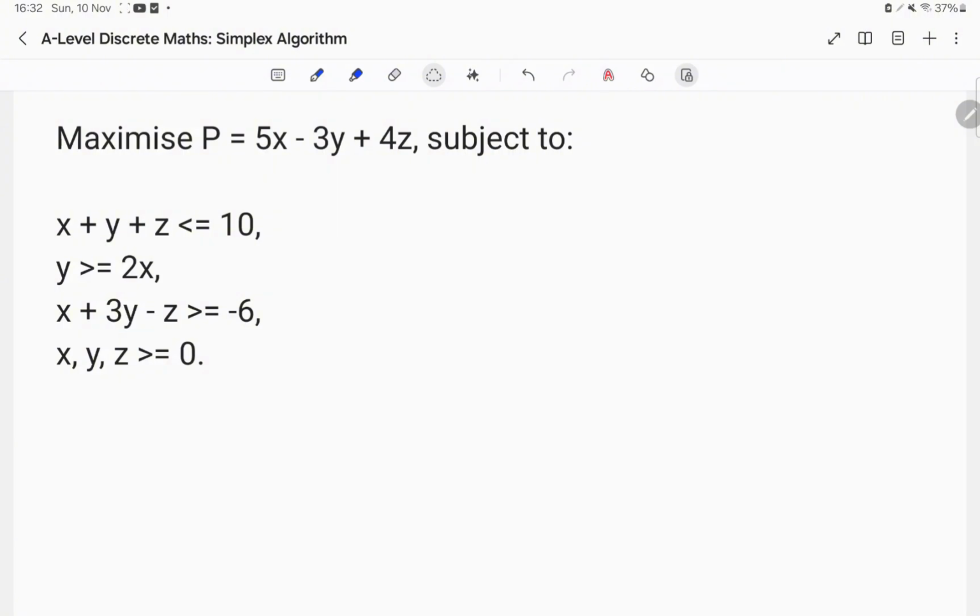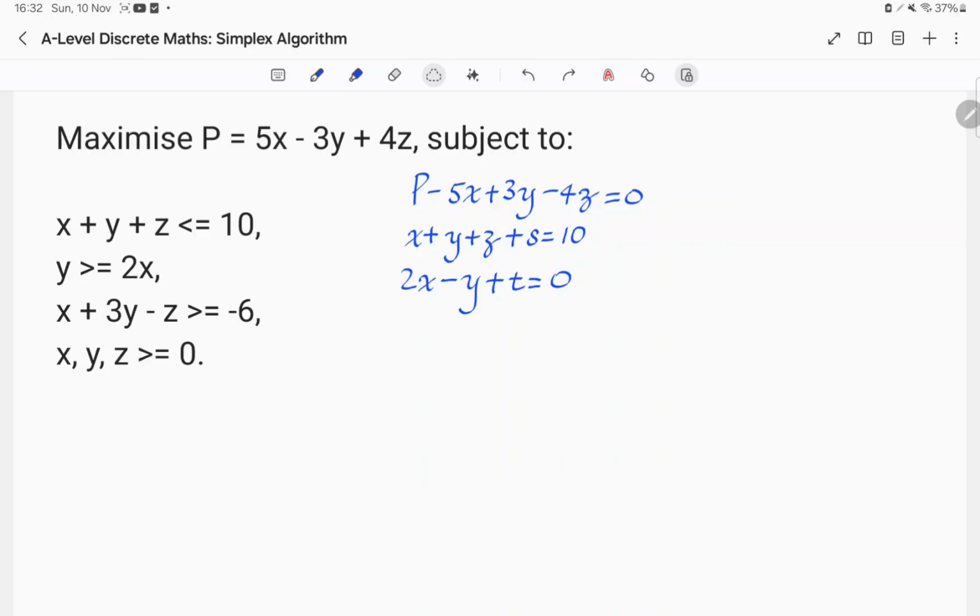So we'll firstly start by converting all of the constraints to equalities, such as here. On the top, we have p minus 5x plus 3y minus 4z is equal to 0. Then, on the line below, we have that the first inequality is converted to an equality by the addition of a slack variable, s. Now, we can also convert the second one.